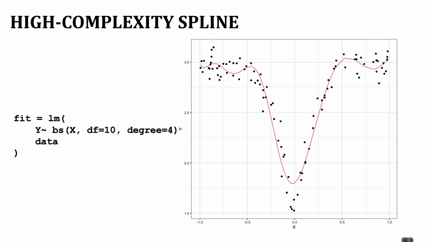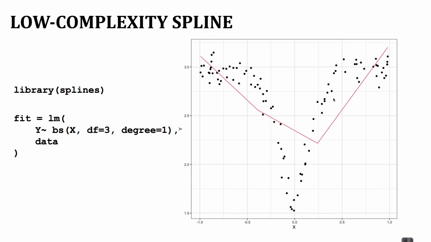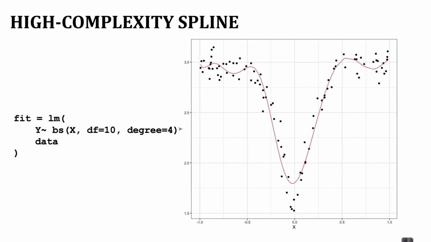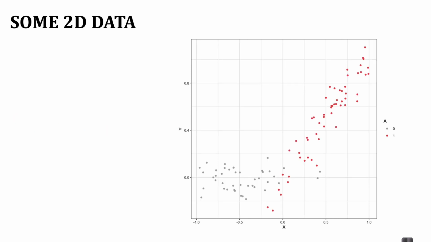And here I'm connecting polynomials of degree 4 instead of lines, and you can see I actually get some nice curves instead of these more jagged fits. So that's splines. You can get some very rough fits, and then you can actually get very, very close to all sorts of very complex things by doing high complexity splines. And you can do this with 2D data as well.